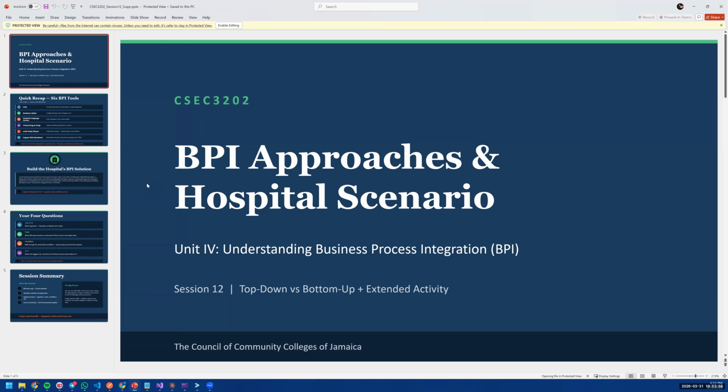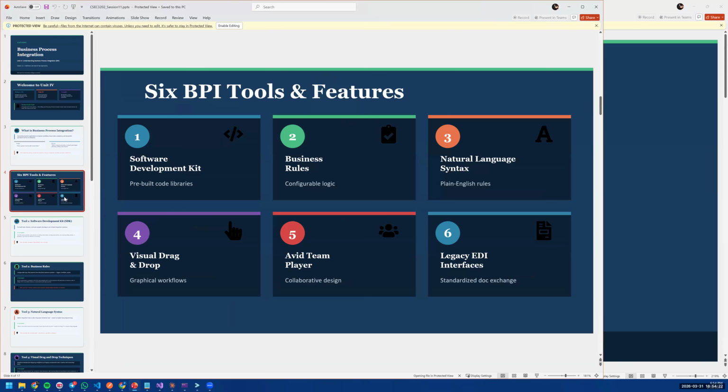Oh, you know what? There was another thing I wanted to make mention of as well. One sec. All right. So one of the tools that we looked at last week, the tools used for business process integration. Let me just name the tools to keep everybody on the same page. These are the tools that we had: software development kits, business rules, natural language syntax, visual drag and drop, Avid Team Player, and Legacy EDI.